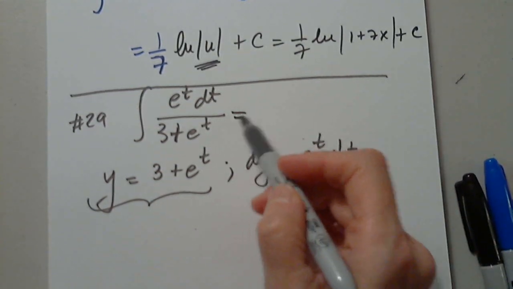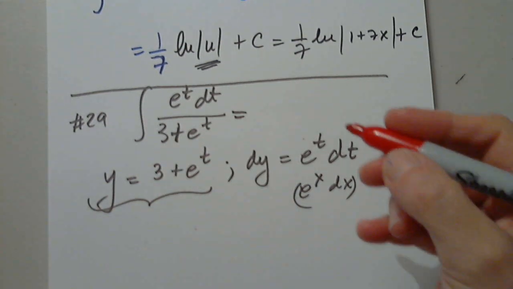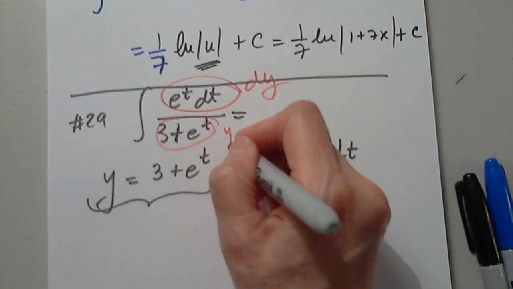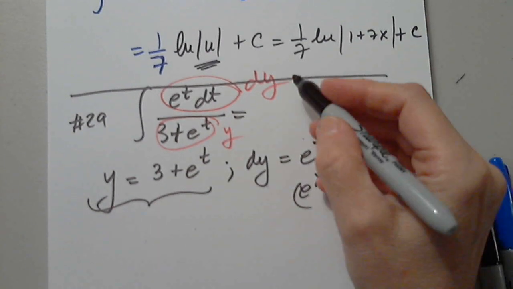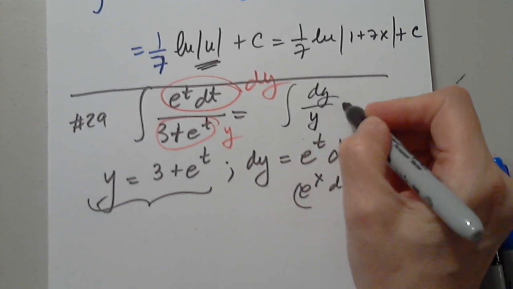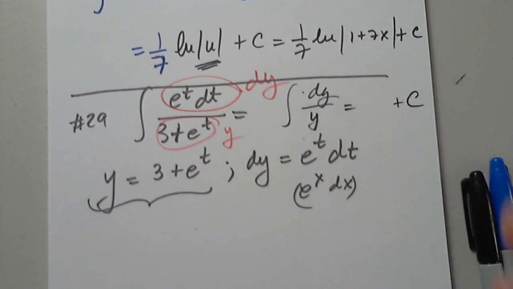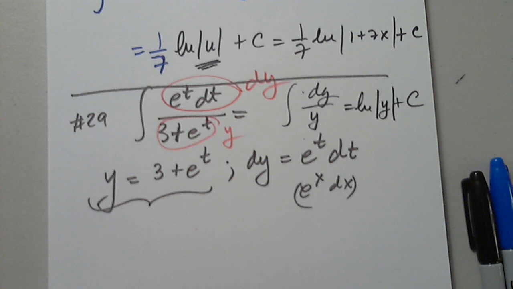Okay, perfect. So now this becomes so easy. Why? e to t dt is this, and this is y. So it's dy over y. Pretty easy. So dy over y, which function prime is 1 over y? Natural log. Yes, of the absolute value of y, of course.